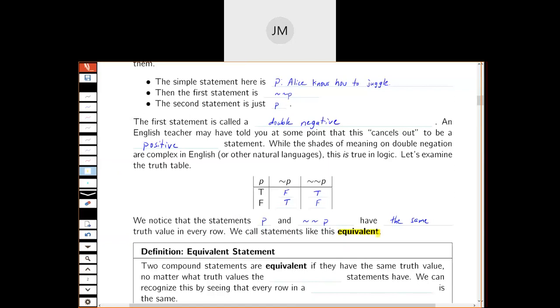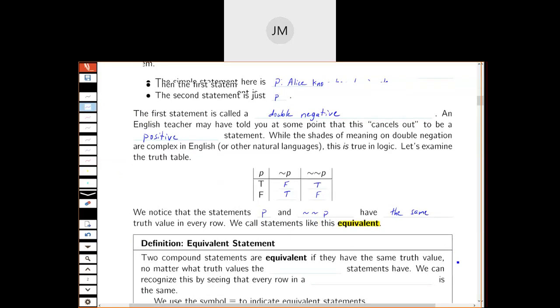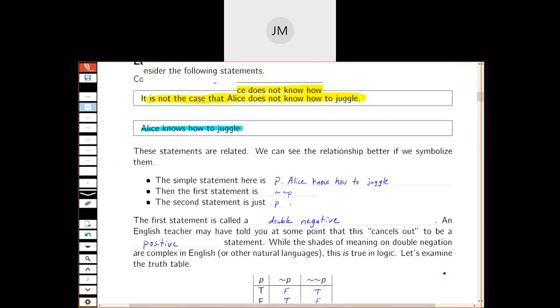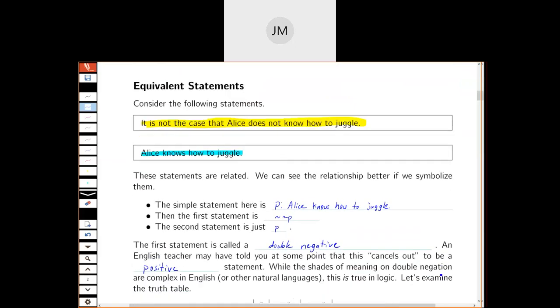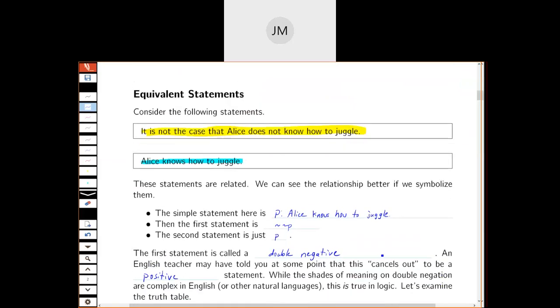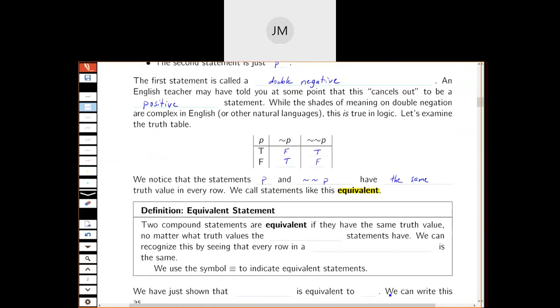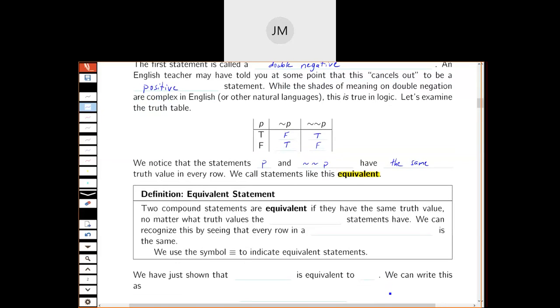So when we're working in logic, it's going to be important to know what equivalent statements are. With simple statements and with double negatives, that's probably pretty simple. That's why we started with this example, because this is something that you've probably already run into and explored: a double negative is the same as the positive statement. But we're going to look at some compound statements that are equivalent.